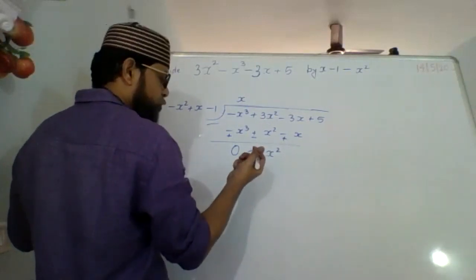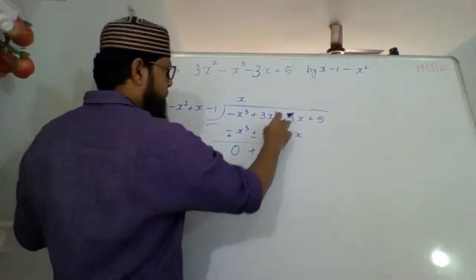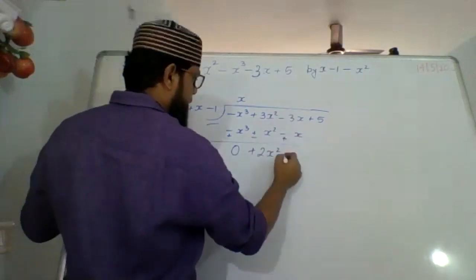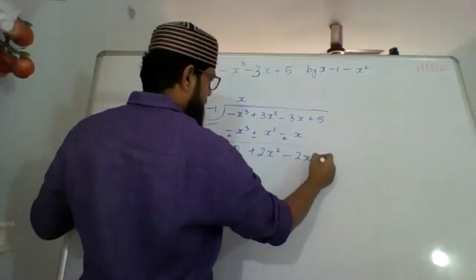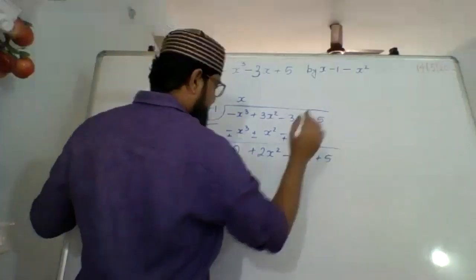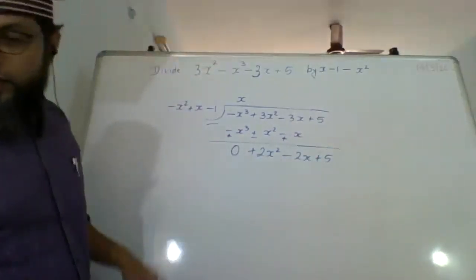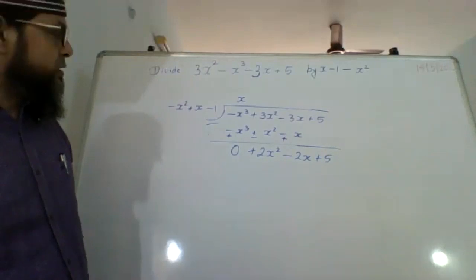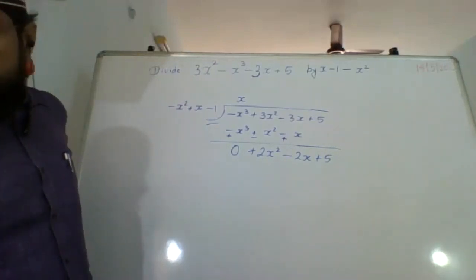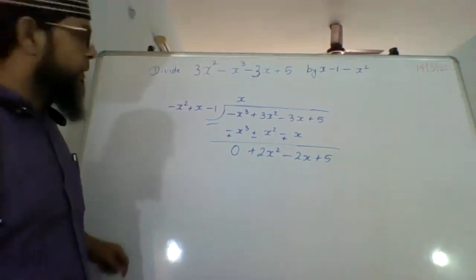Plus 3 minus 1 is plus 2. Minus 3 plus 1 is minus 2, plus 5. So 2x square minus 2x plus 5.